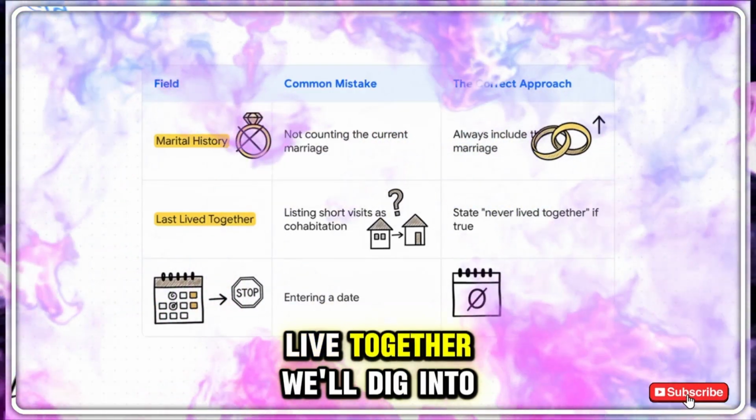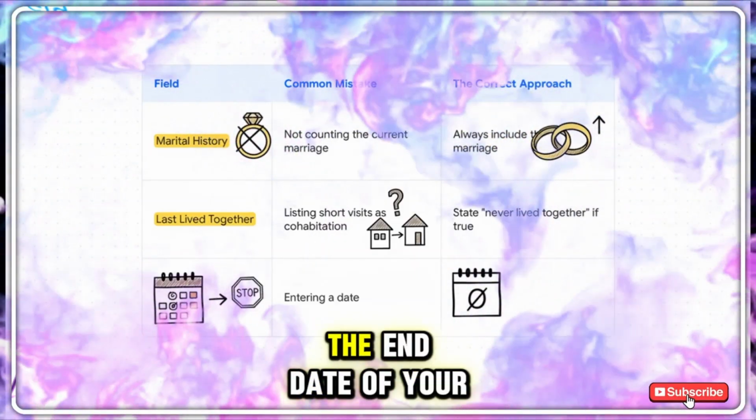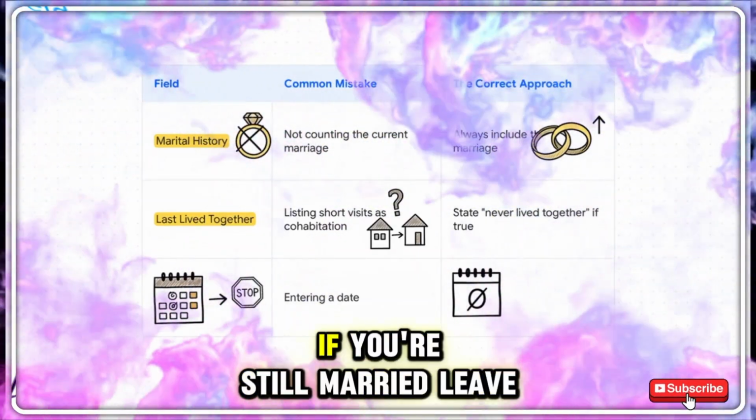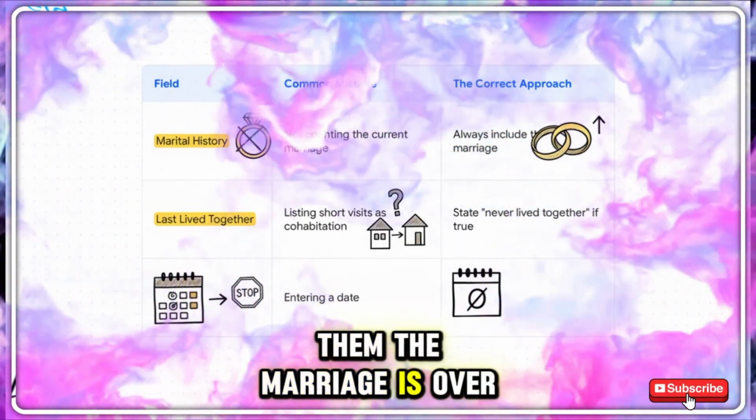Second, last lived together. We'll dig into that in a second, but you have to be precise. And finally, the end date of your current marriage. If you're still married, leave it blank. Putting a date there tells them the marriage is over.